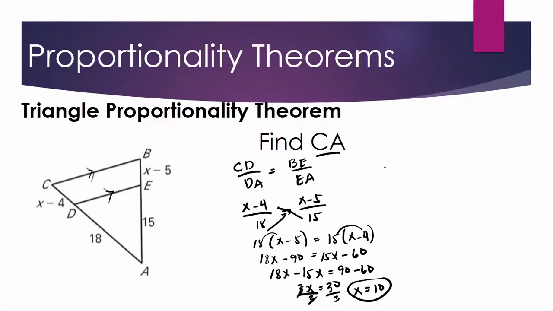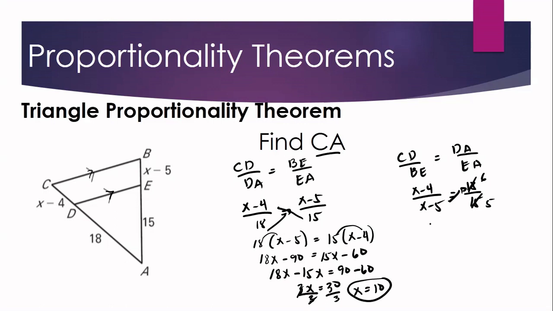Again, if you are going to use alternation property, then we can have CD over BE is equal to DA over EA. And our CD is x minus 4. Our BE is x minus 5. Our DA is 18. Our EA is 15. We can reduce 18 and 15. That is divisible by 3. So this can be 6 and this will be 5.